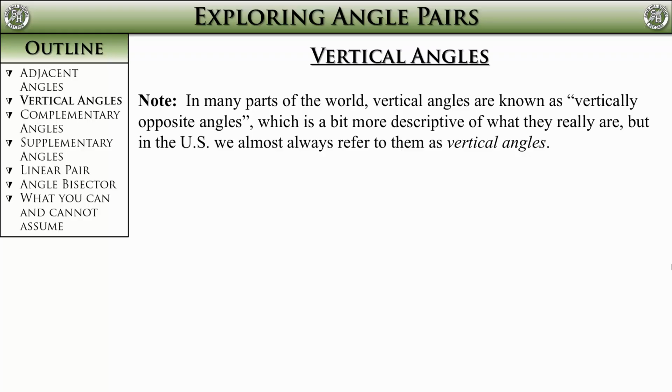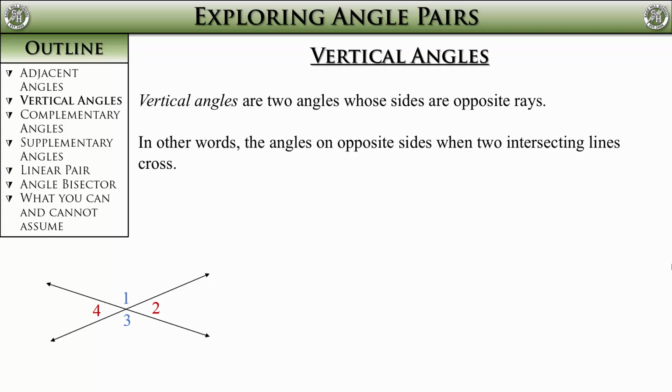In order to create vertical angles, you need two intersecting lines, like this. With these intersecting lines, we create four angles, like I have numbered here. For now, we will ignore any straight angles. So let's look a little closer at those four angles. We need to focus on the opposite angles when two lines intersect. In this picture here, angle 1 and angle 3 are vertical angles. Similarly, angle 2 and angle 4 are vertical angles.